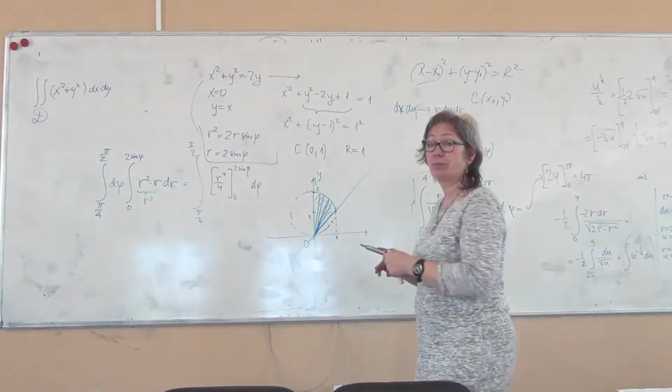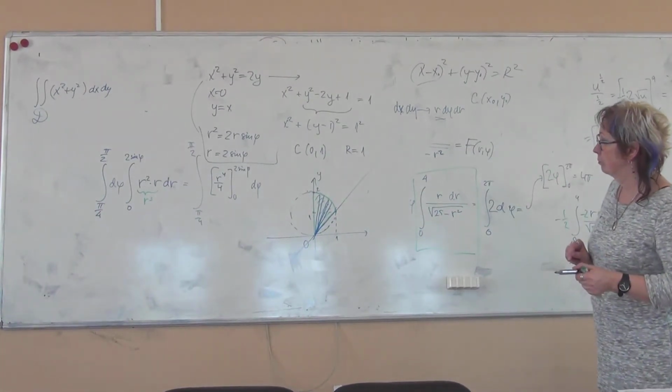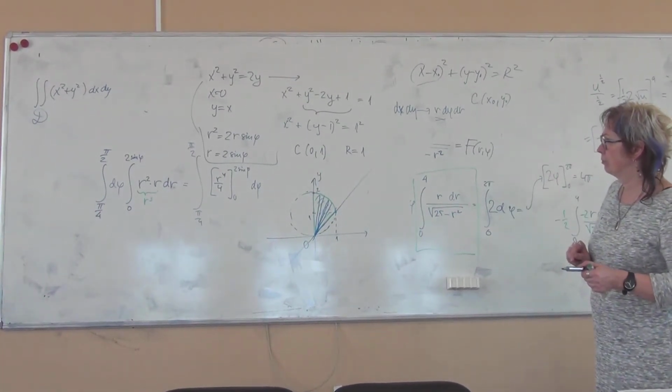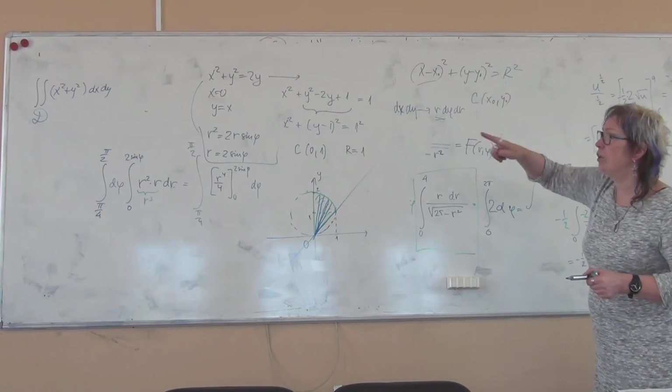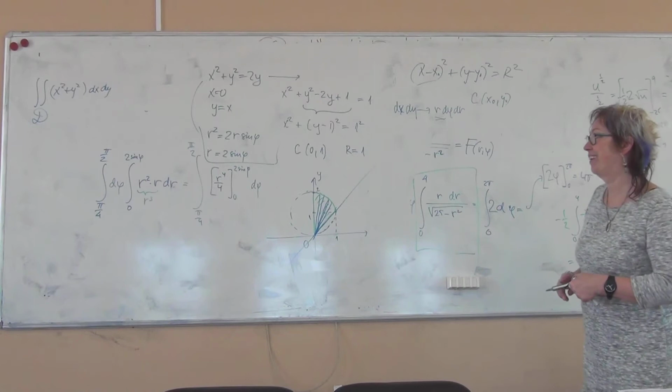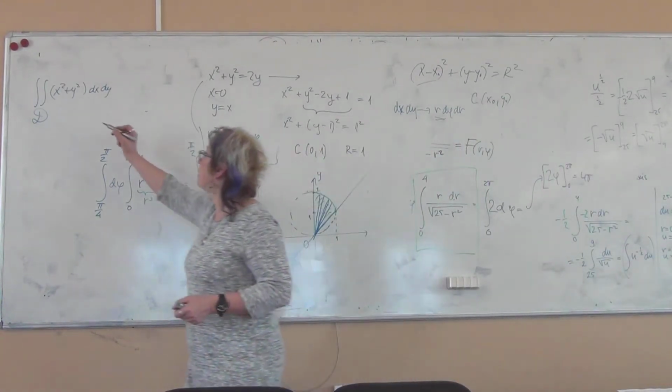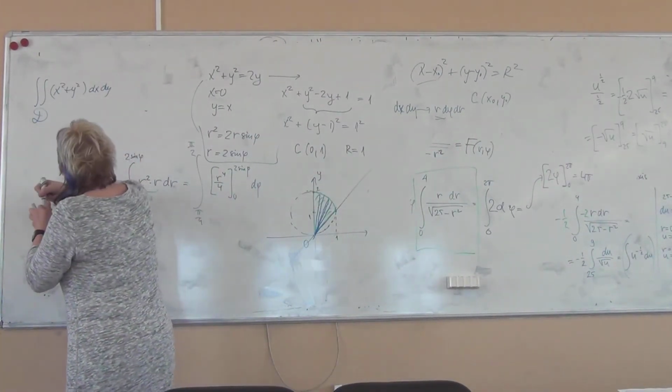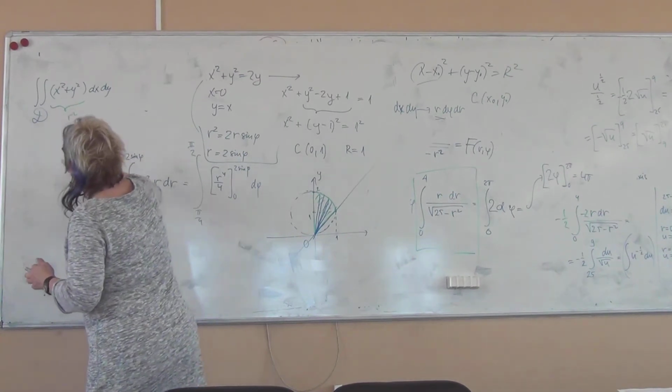But where did you get another r? So 1 r is from x squared plus y squared? No, it's r squared. It's r squared. This by itself is r squared.